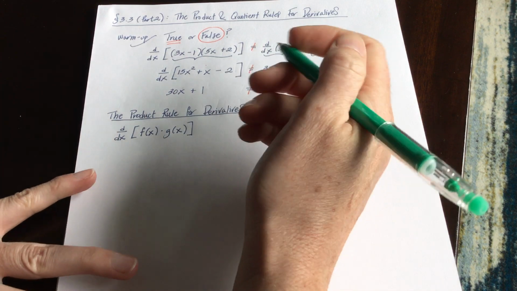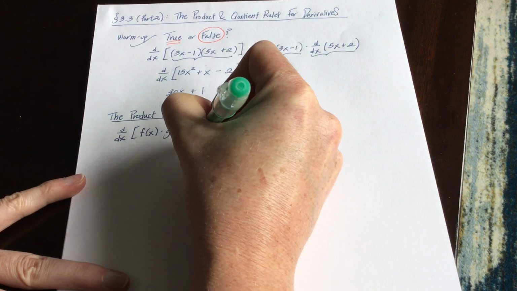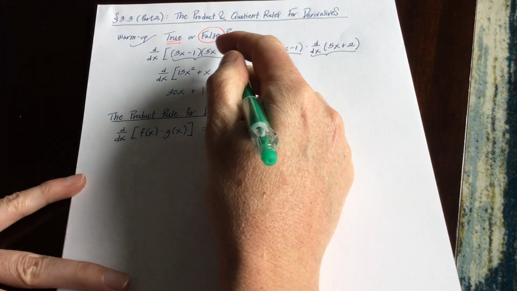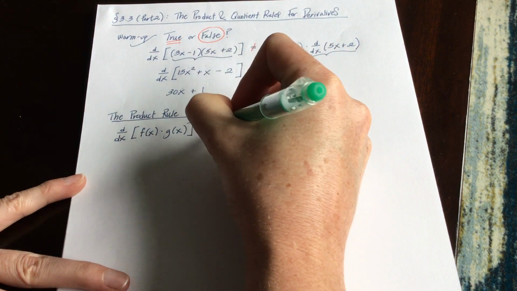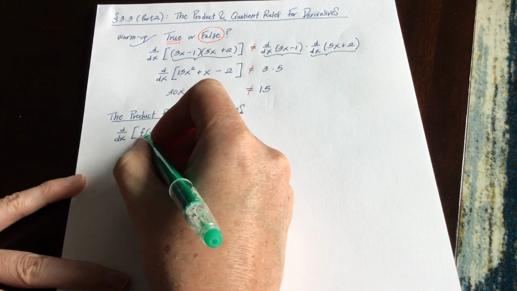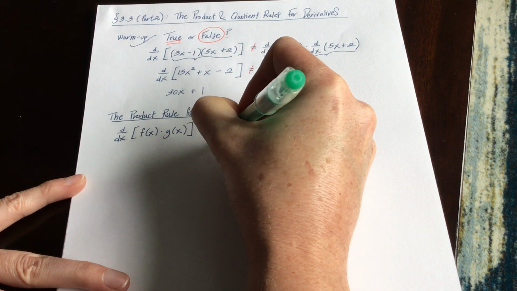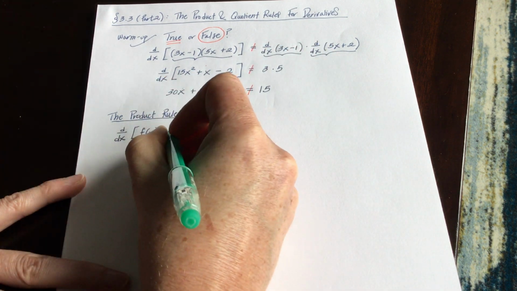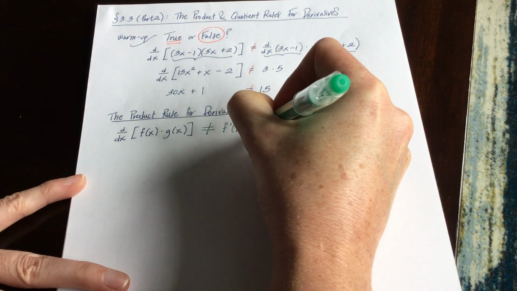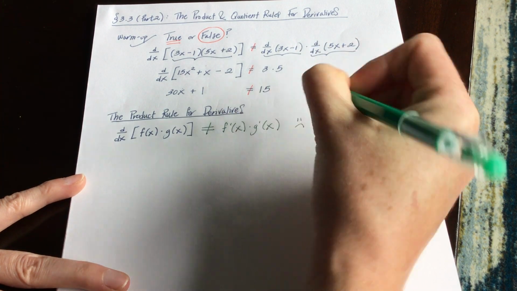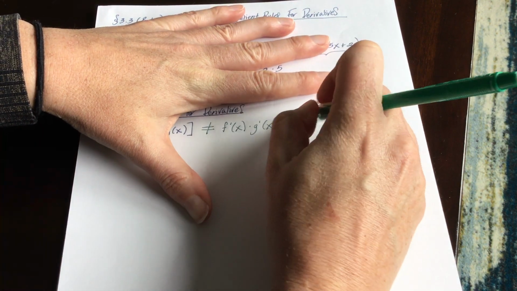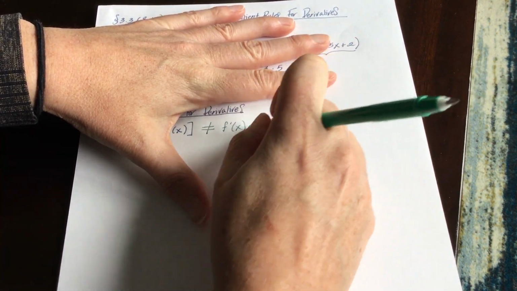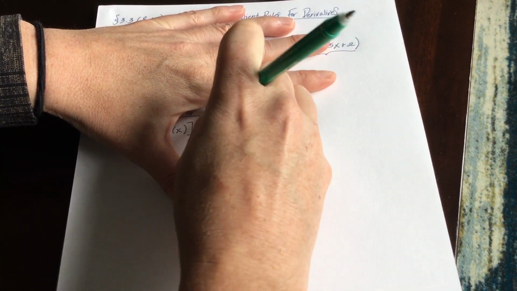Here, I'll use green pen. Don't write this part that I have in green pen. Based on our warm-up here, I hope it makes sense. Sadly, the product rule for derivatives is not just d/dx of f of x, also known as f prime, times d/dx of g of x, also known as g prime. Sorry, that's not it. So let's take this out, because that is super not what it is.